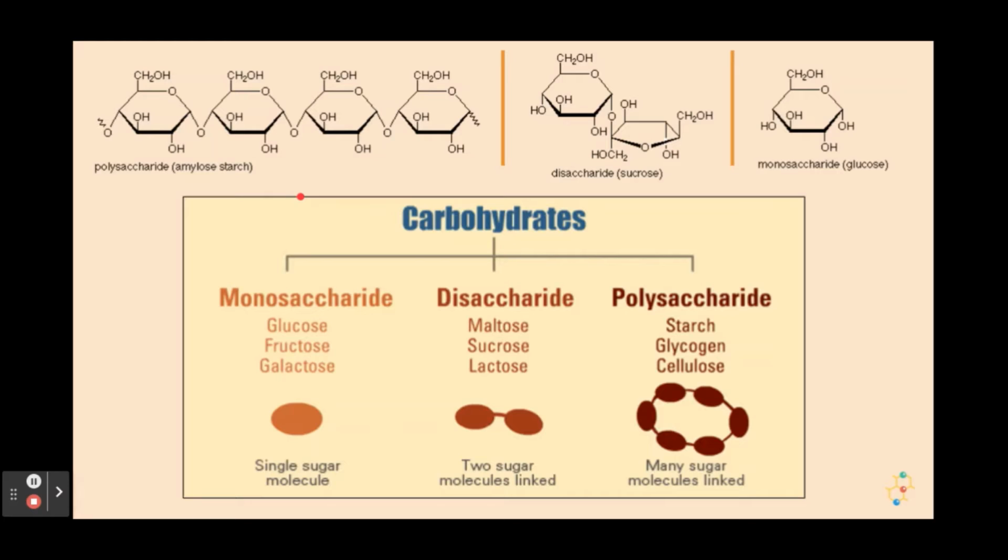So here's a chemical picture of a polysaccharide. You can see it has many molecules, so it's a polymer for that reason. This is a monomer because that's only one, and a disaccharide has two.